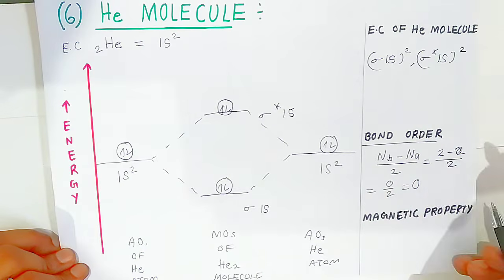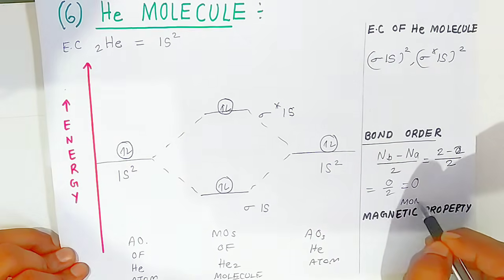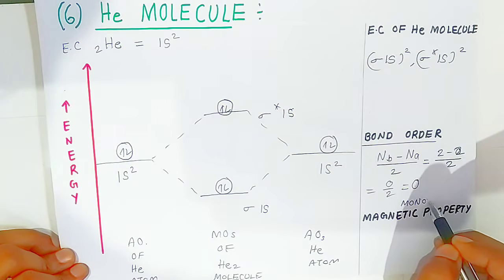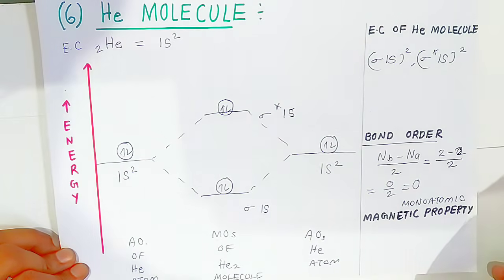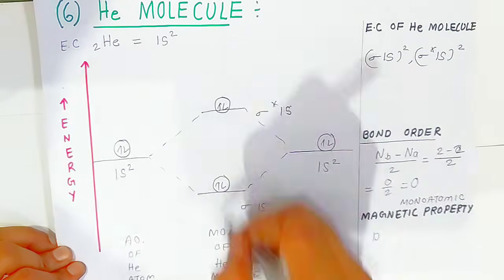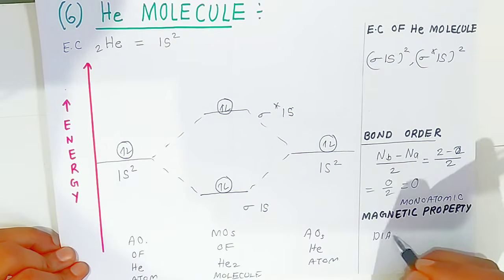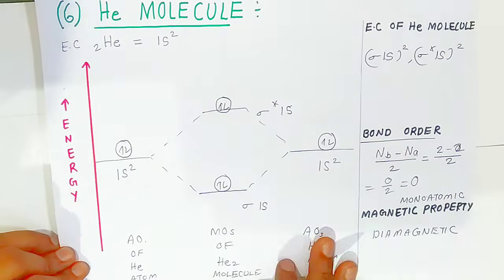0 upon 2, that is 0. There is no bond in helium, so that means helium is monoatomic. It is a monoatomic molecule. There is no bond. Understanding, students? And when you see the magnetic property, because all the molecular orbitals are paired, it is diamagnetic in nature. Diamagnetic in nature. So this is all about the helium molecule.